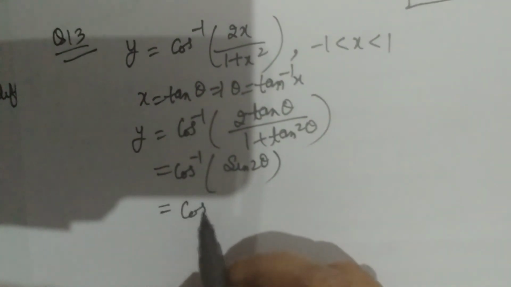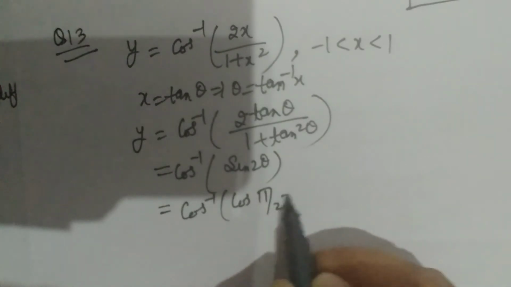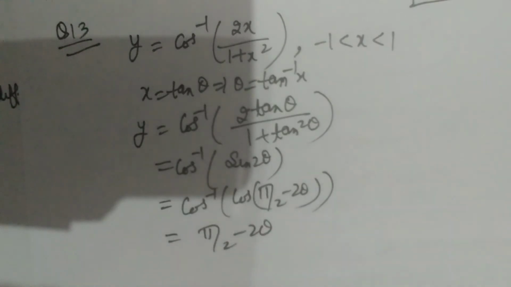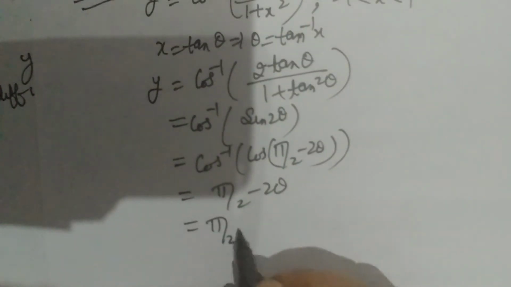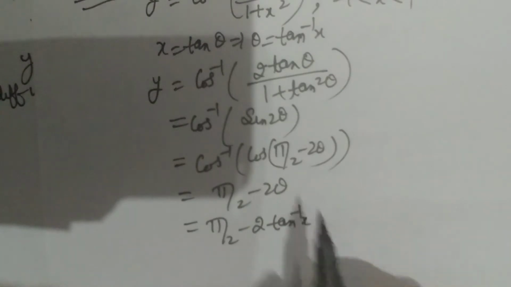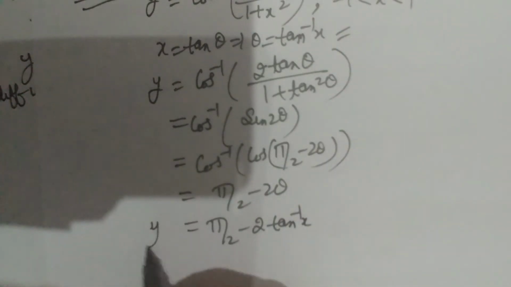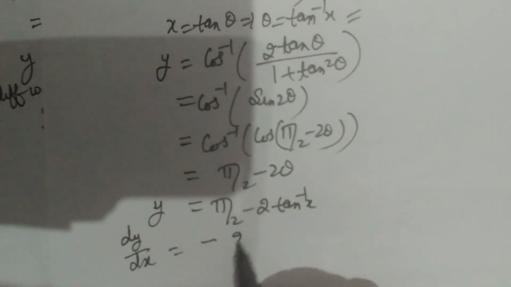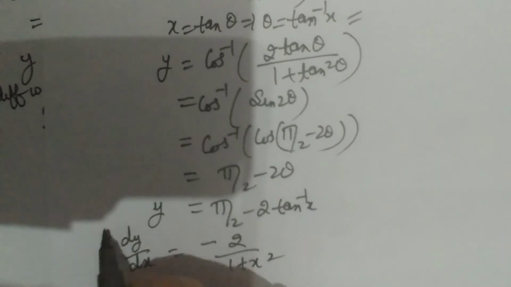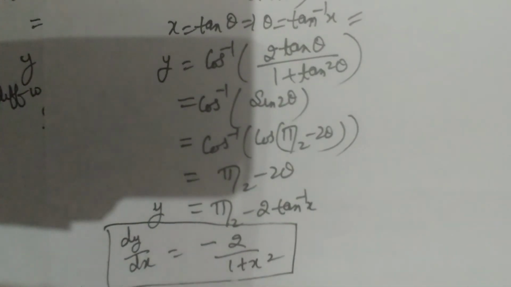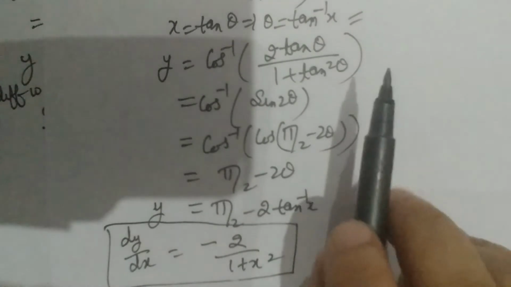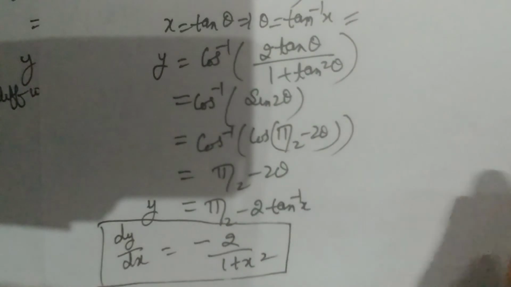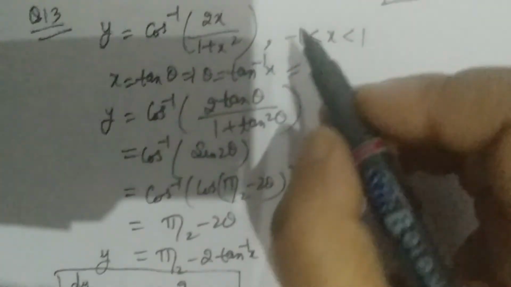But I know how to change sine to cos, because I need cos. So how will I change? Cos of 90 minus theta. So I get it as 90 minus this, that is, pi by 2 minus 2 tan inverse x. So dy by dx, differentiating, pi by 2 will give me 0 and it will be minus 2 upon 1 plus x square. So it is not the case that you will directly get the substitution that is required. Sometimes you may need to have some trigonometric conversion.